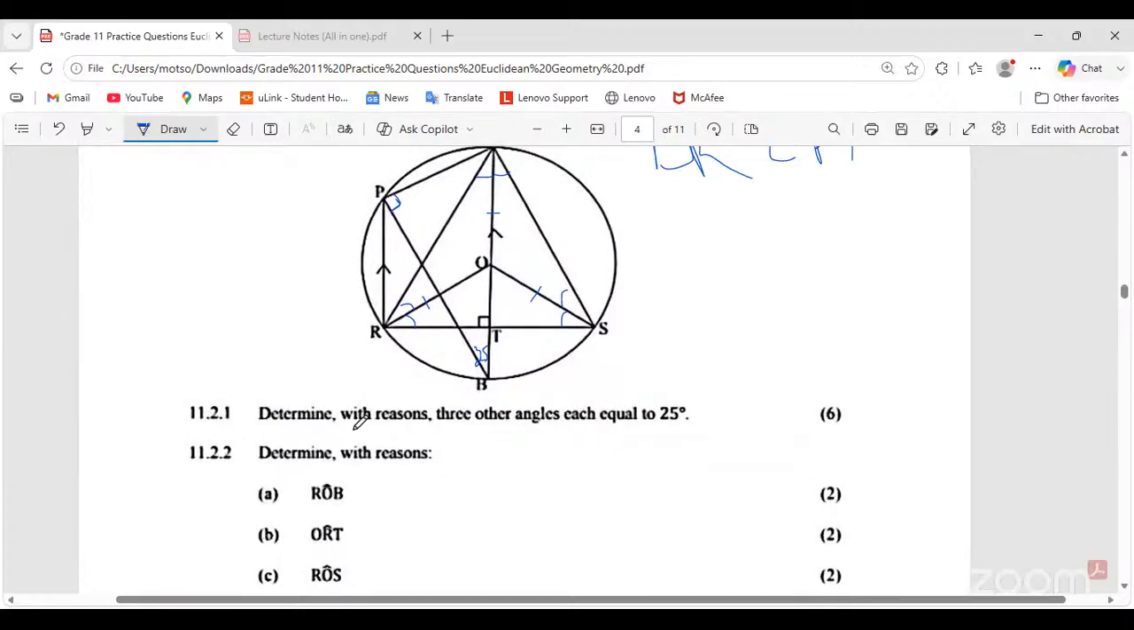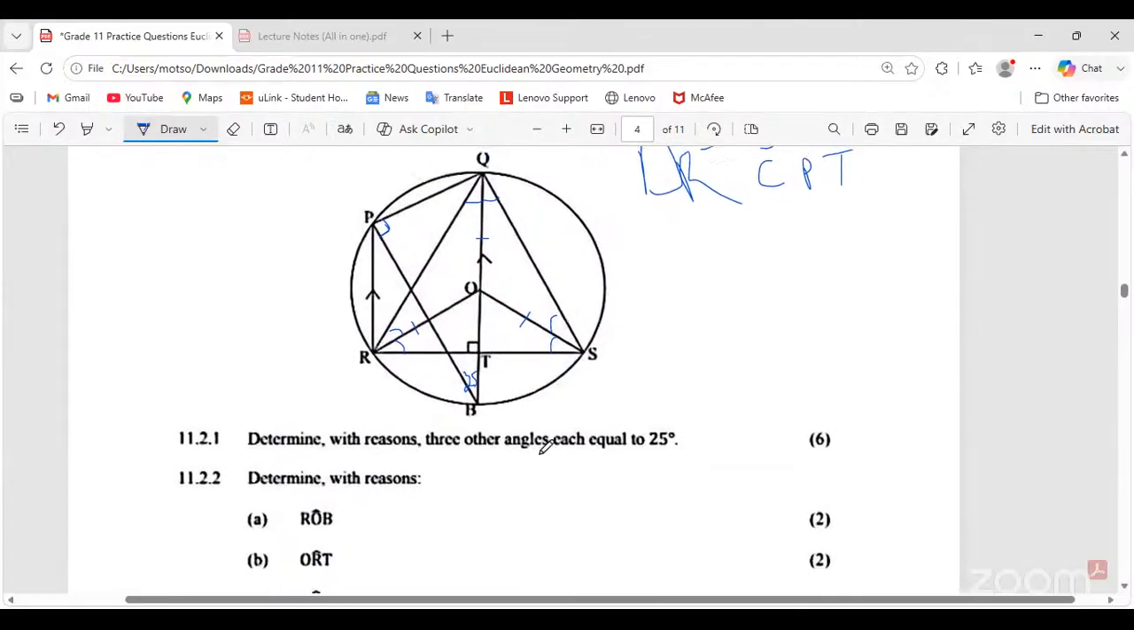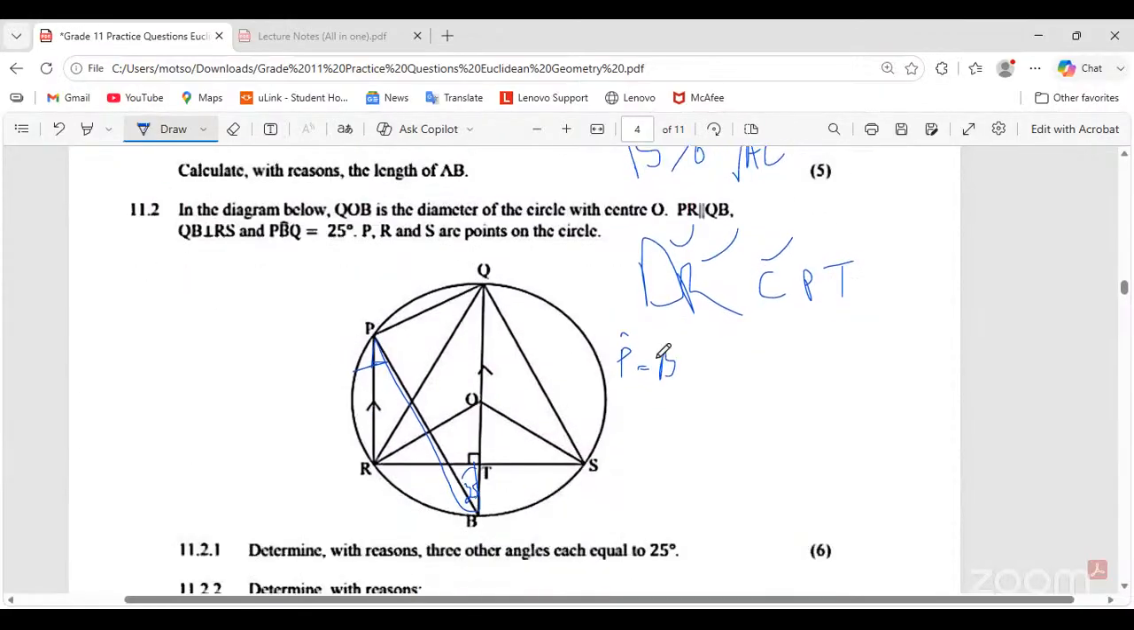11.2.1 says to us, determine with reasons 3 other angles that are equal to 25 degrees. Oh, this is beautiful. We already saw which angles are equal to this angle. These are parallel lines. We said this is our Z. This angle is equal to this angle. So we will say angle PBQ is equal to 25 degrees.